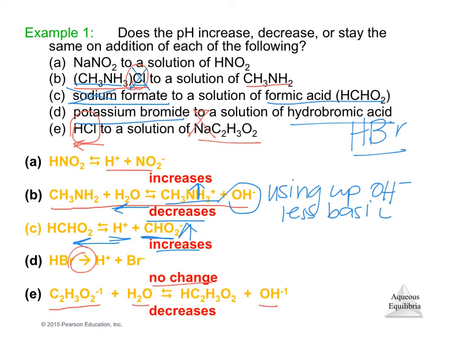So now we need to figure out what we're adding and where we're adding it. Well, if we're adding HCl, HCl gives us H plus and Cl minus. Well, Cl minus doesn't matter. So what we're actually doing is adding H plus to this acetic acid. So we're going to have too much of this acid. Again, this is like example B. Too much acid is going to cause a shift to the left. We're going to use up both of the products. So we're using up OH. It's going to become less basic, which means it's going to become more acidic.